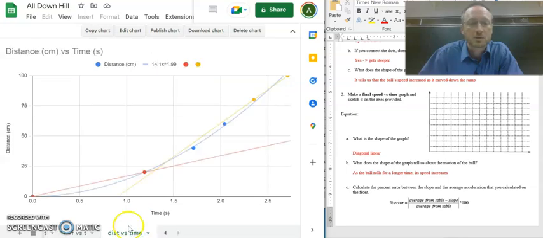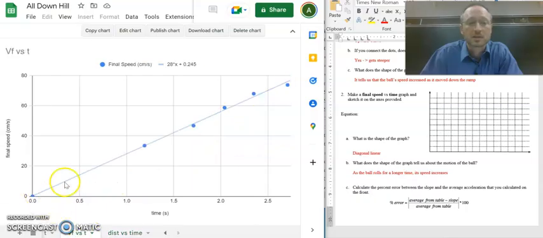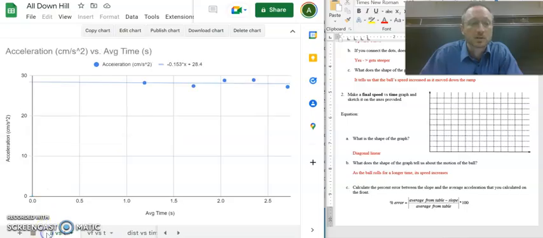Key features. When you have an object that is accelerating, that is speeding up, you're going to get a distance versus time graph that curves upward, a velocity versus time graph that is linear but diagonally upward, and an acceleration graph that is going to be horizontal with a non-zero y-intercept. These features are going to be pretty consistent for all uniform acceleration situations.